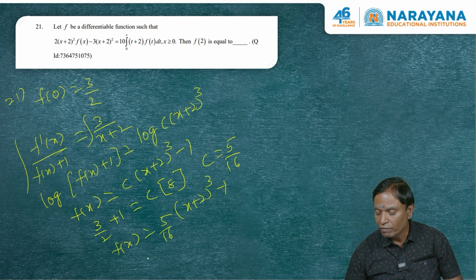We want the value of f of 2. So, your f of 2 will be 5 by 16 into 64, which is 4 into 5, 20, minus 1, which is 19.